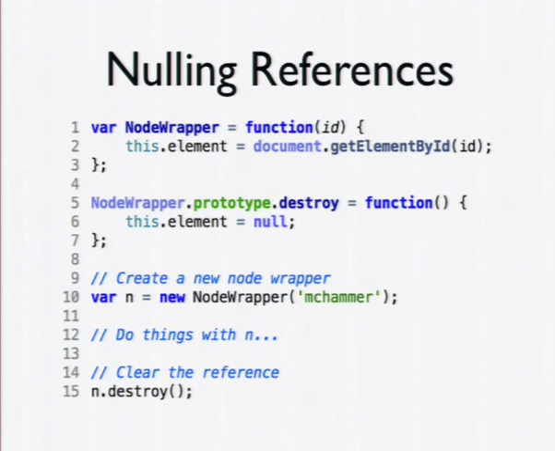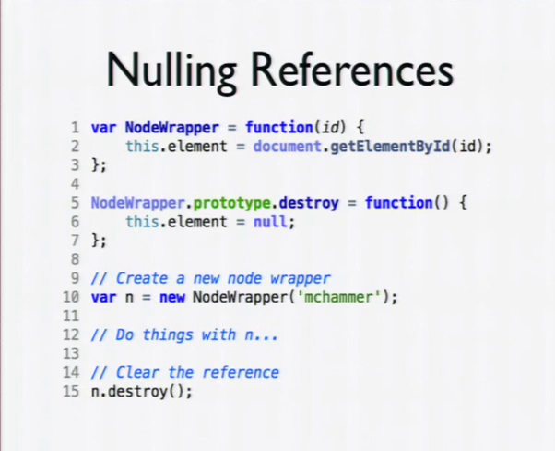If I have an object, it should always have a destroy. Even if it's holding no references, you should maybe just keep it there to remind yourself, because there are some objects that have tons and tons of references. So below that, we just create the node wrapper, look for MC Hammer in the DOM, and then do some stuff with it, and afterwards we call the destroy, which automatically cleans up all of those references.